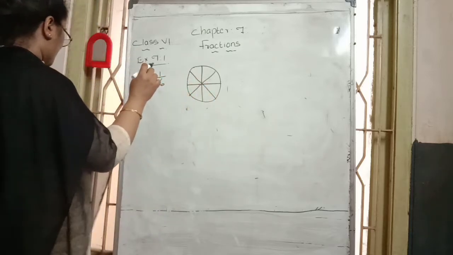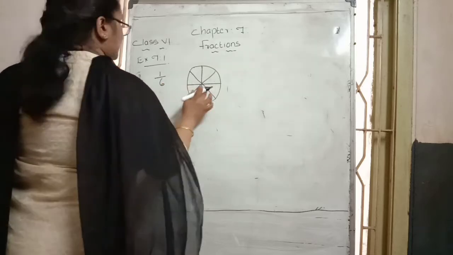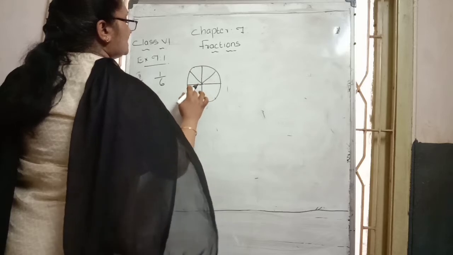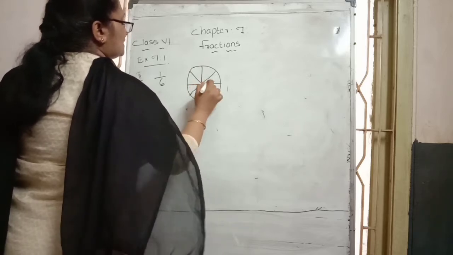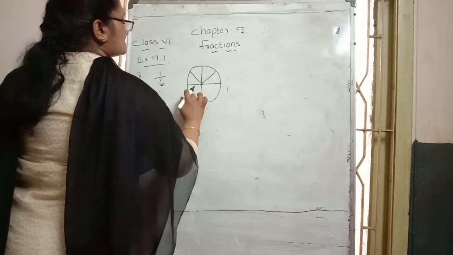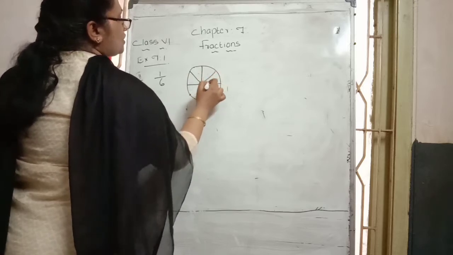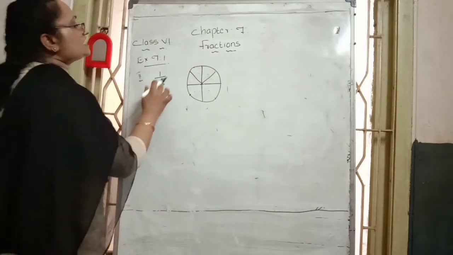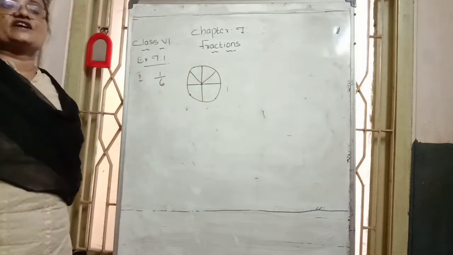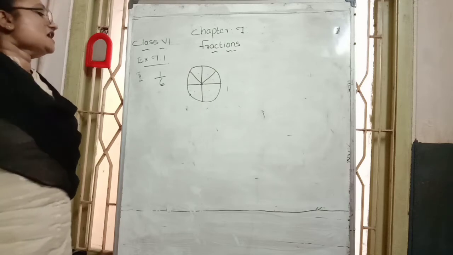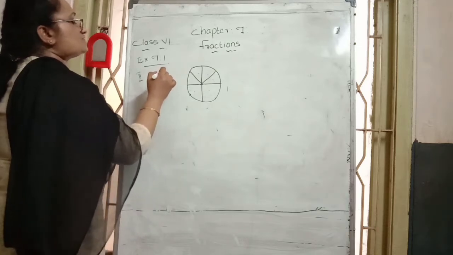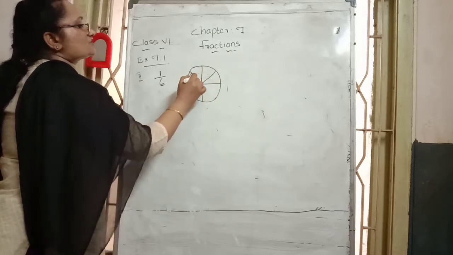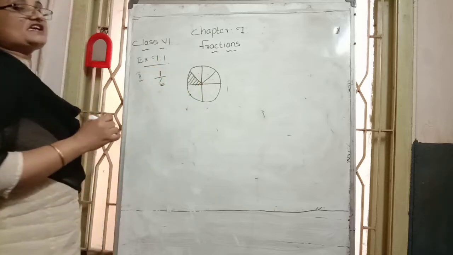It will be divided into how many parts? 6 parts are there. So we can write it as 1, 2, 3, 4, 5, 6 parts. Out of 6, they are saying one part we want to shade. So how do we shade? The numerator represents 1. That means in these 6 boxes, one box we want to shade. Any one box. So one box we can shade there.